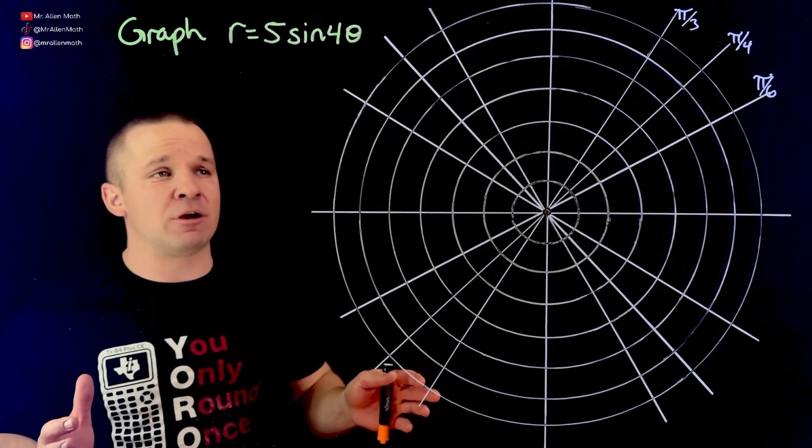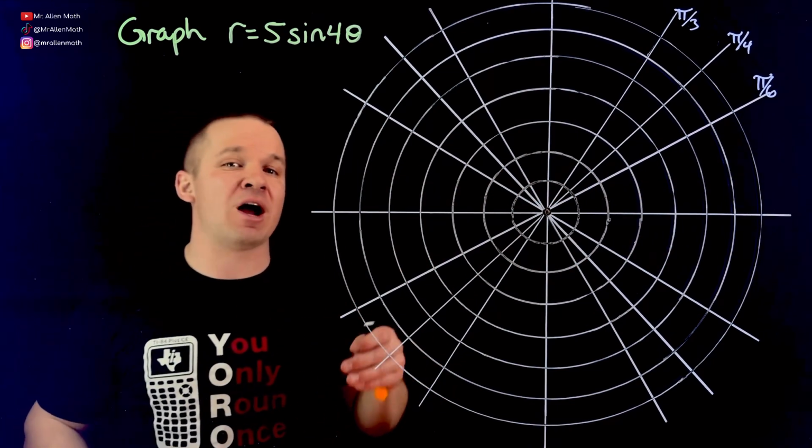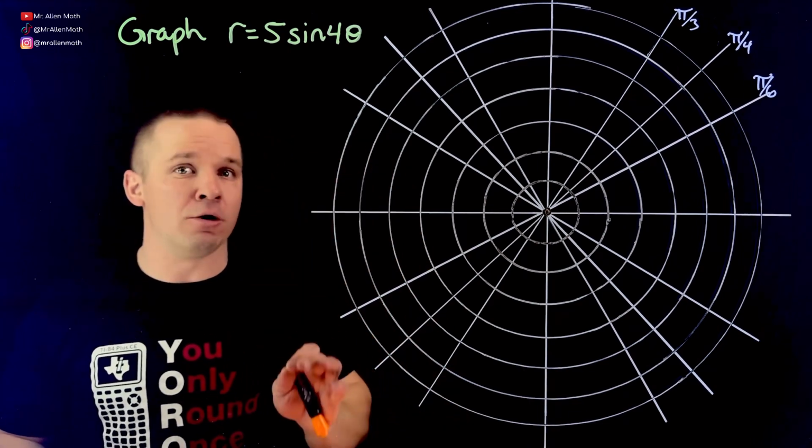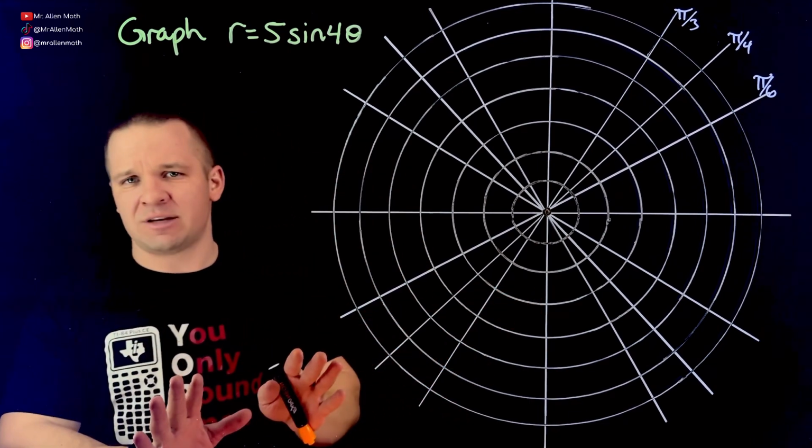First thing I like to do when I'm graphing in polar is identify what type of graph it is. This one is a rose. Now, how did I know that, besides that I wrote the problem?